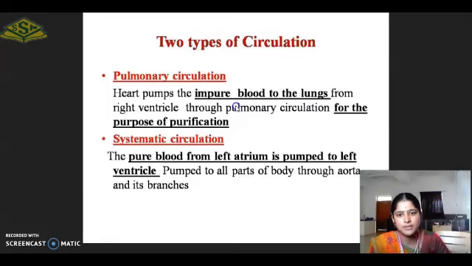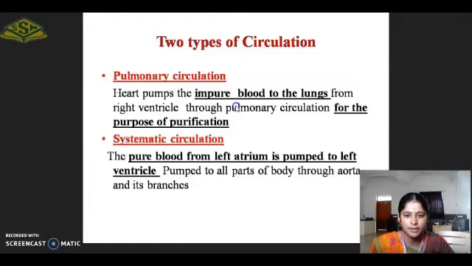Next we are going to discuss types of circulation in the human body. There are two types of circulation. First one is pulmonary circulation, second one is systemic circulation. Pulmonary circulation means that impure blood from the right ventricle is pumped to the lungs. So this circulation is called pulmonary circulation. The purpose of the circulation is to get pure blood, that is, impure blood from the right ventricle is pumped to the lungs to get the pure blood.